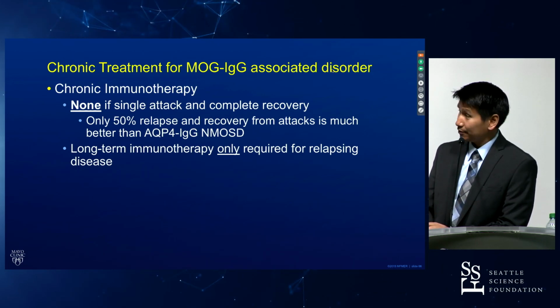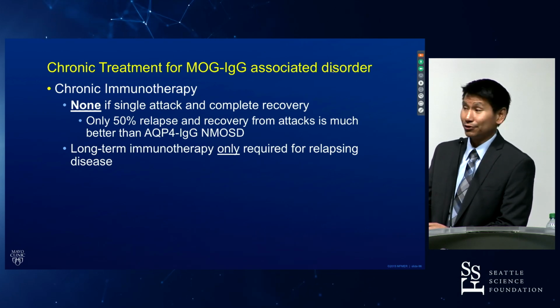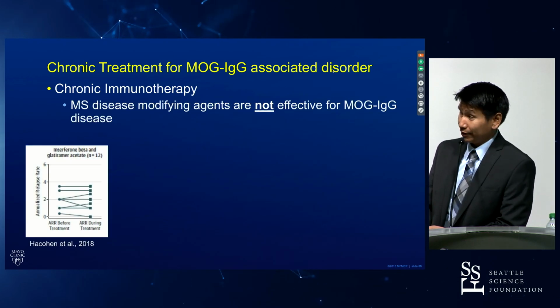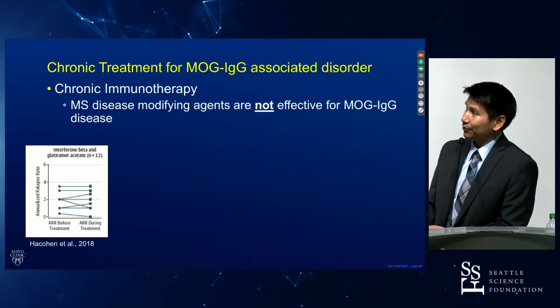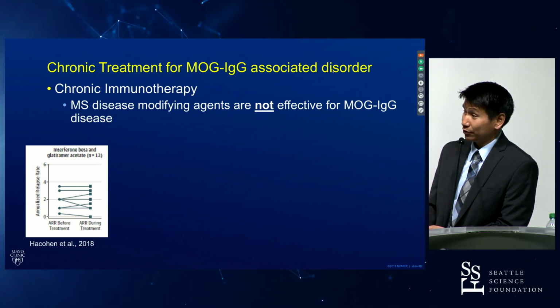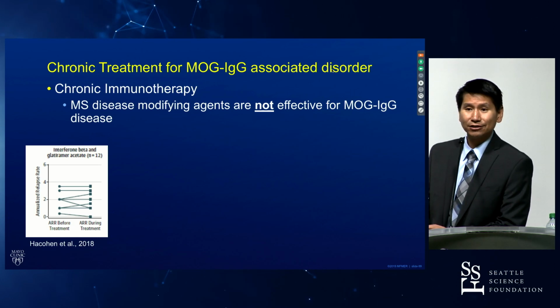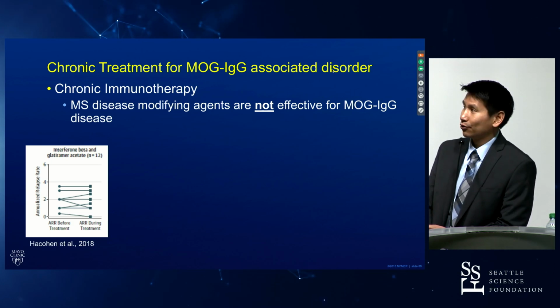So let's say they do have relapsing disease, what is the medication you're going to use? This was a study by Hacohen et al. that was published in 2018. And here you can see that on the left, they've got their annualized relapse rate before treatment, and this is annualized relapse rate during treatment for MS medications. And you can see everything is pretty much a horizontal line. So MS disease-modifying agents don't work for MOG-associated disorder.